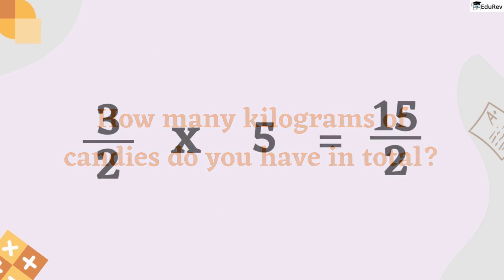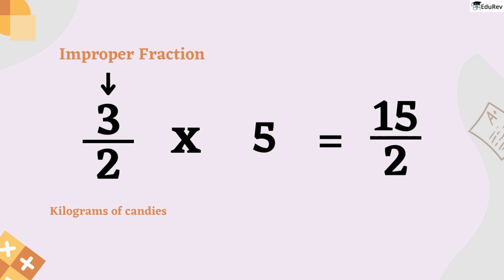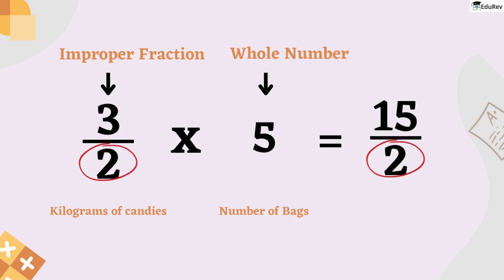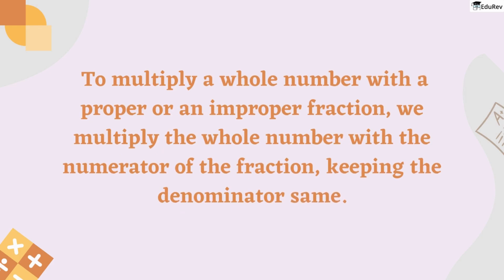To find the answer, we will multiply the improper fraction 3 by 2, representing the kilograms of candies, by the whole number 5, which represents the number of bags. So the answer that we get is 15 by 2. In this case too, the denominator remains the same. Thus, to multiply the whole number with a proper or an improper fraction, we multiply the whole number with the numerator of the fraction, keeping the denominator same.